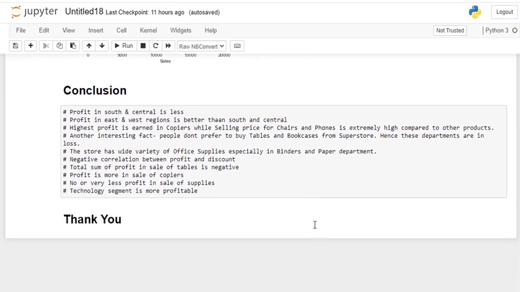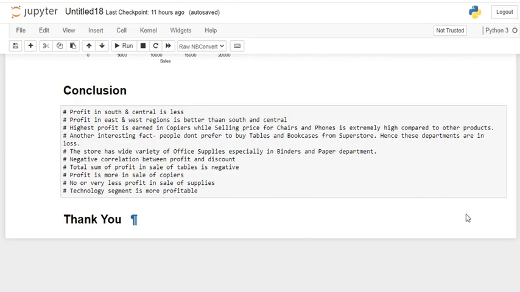And come to the conclusion. We have visualized many things, and by the visualization of data we came to the conclusion that profit in south and central is less. Already we have seen that profit is very low, and profit in the east and west regions is better than south and central, which is clearly evident from the plot. Highest profit is earned in copiers.